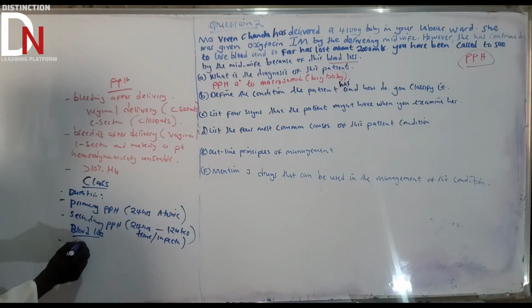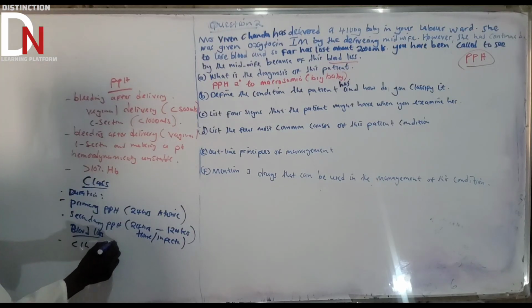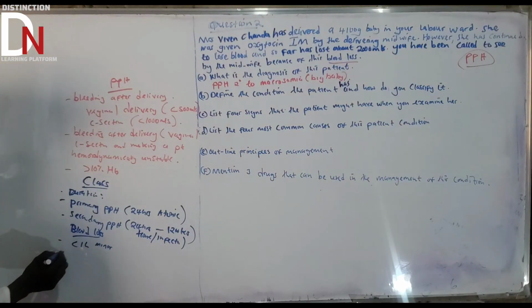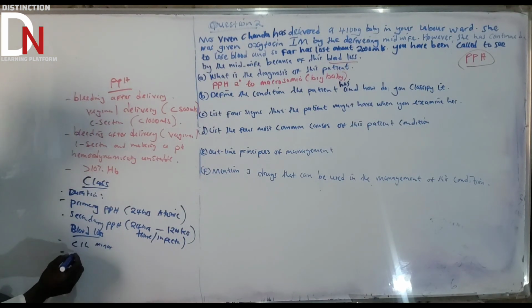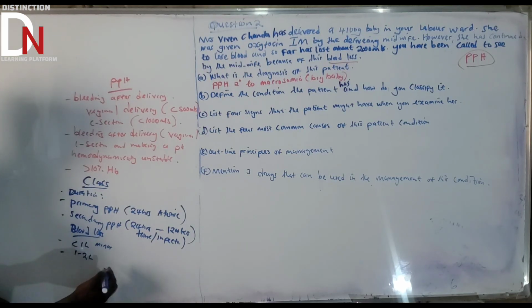The blood loss, if it is less than 1 liter, then we are going to call it minor. Then the second one is, if the blood loss is between 1 to 2 liters. If this is minor, here it will be moderate. So here minor, mild, and here it will be moderate.